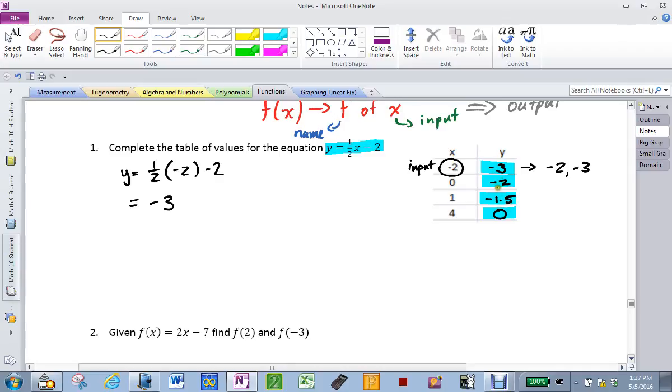These two are causing you trouble? Okay. What is the value for x here? 0. We've already done -2. Now we're going to do 0. So I have y equals 1/2 times not x anymore. It's 0, yes? Minus 2. 1/2 times 0 is 0. 0 minus 2 is -2. So when x is 0, y is -2.